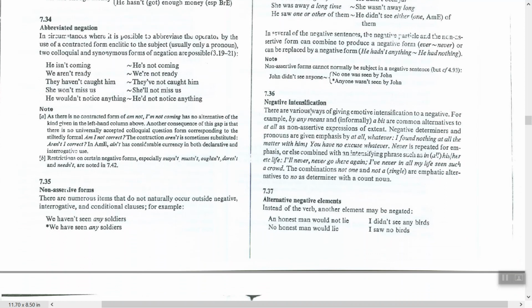Negative intensification. How to intensify negatives? There are various ways of giving intensification to negatives. For example, by any means, and informally a bit, are more common alternatives to at all as non-assertive expressions of extent. Negative determiners and pronouns are given emphasis by at all, whatever. For example, I found nothing at all the matter with him. You have no excuse whatever.